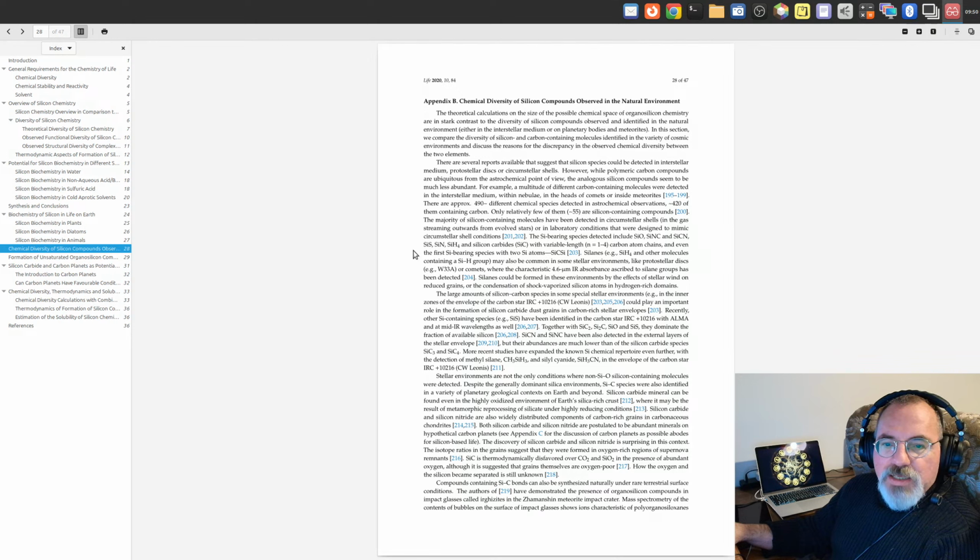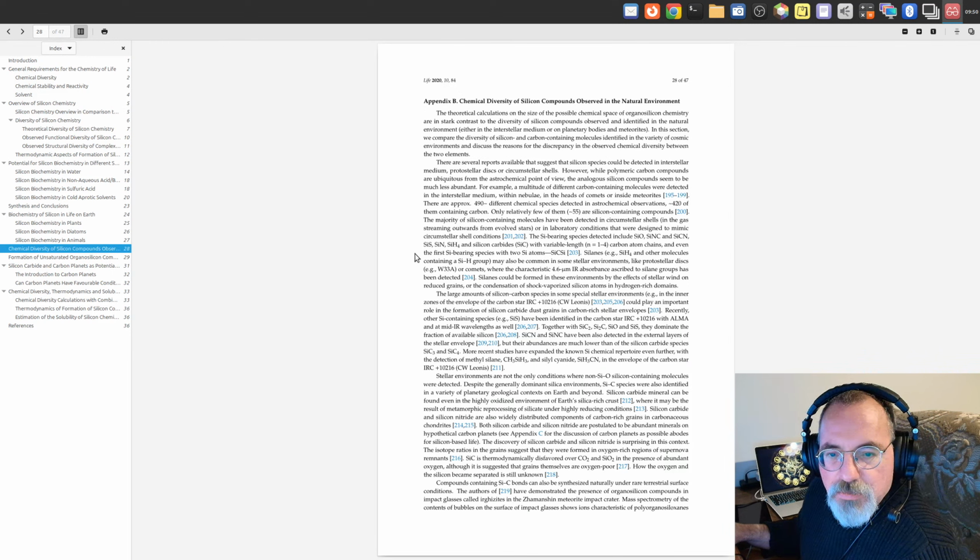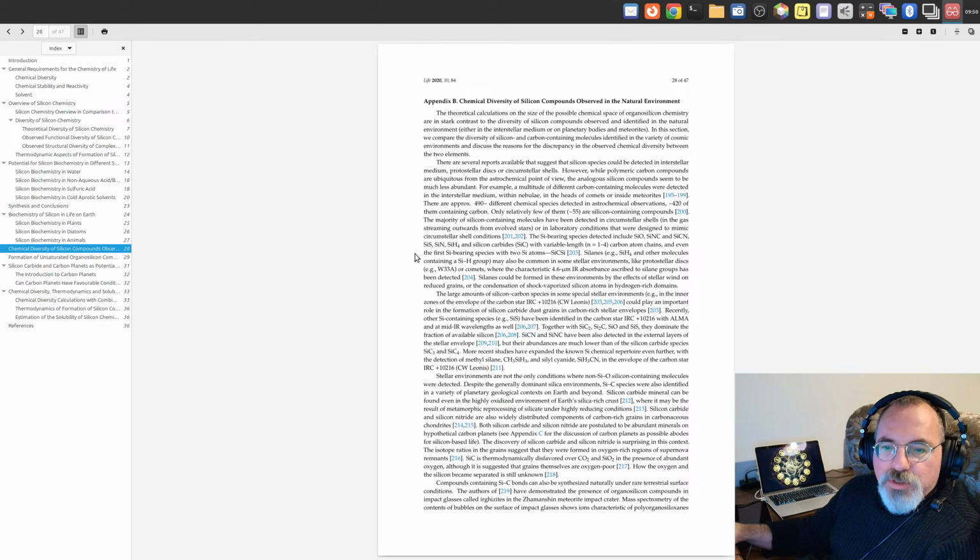Silanes, for example, SiH4, and other molecules containing a silicon hydrogen group may also be common in some stellar environments, like protostellar disks, for example, W33A, or comets, where the characteristic 4.6 micron infrared absorbance ascribed to silane groups has been detected.